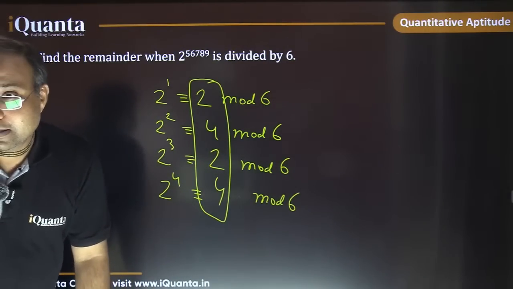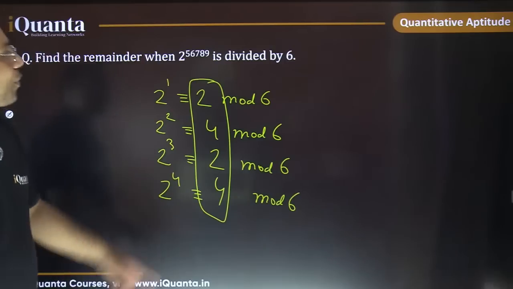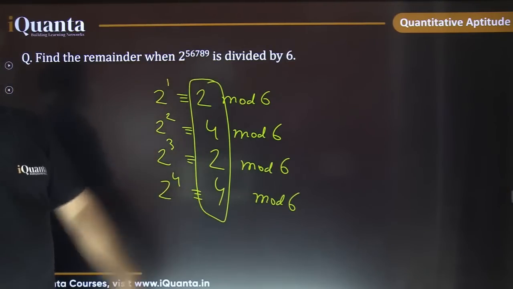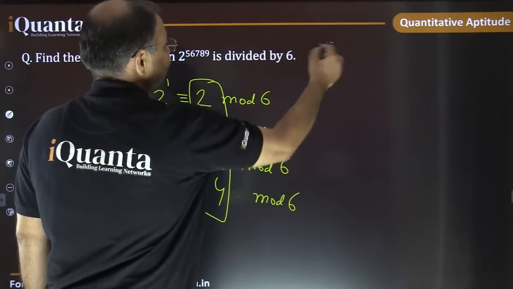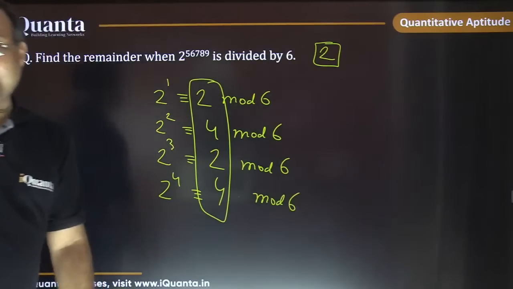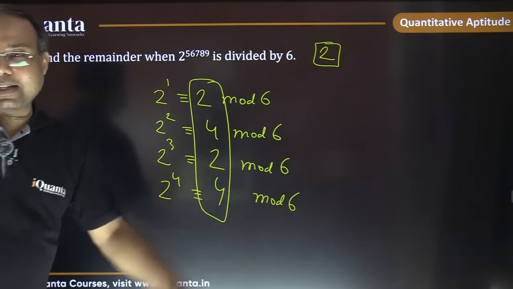Is it not? Good. So here the power is odd, so the answer would be 2. That's it. So that was the idea of using the pattern in the remainders.